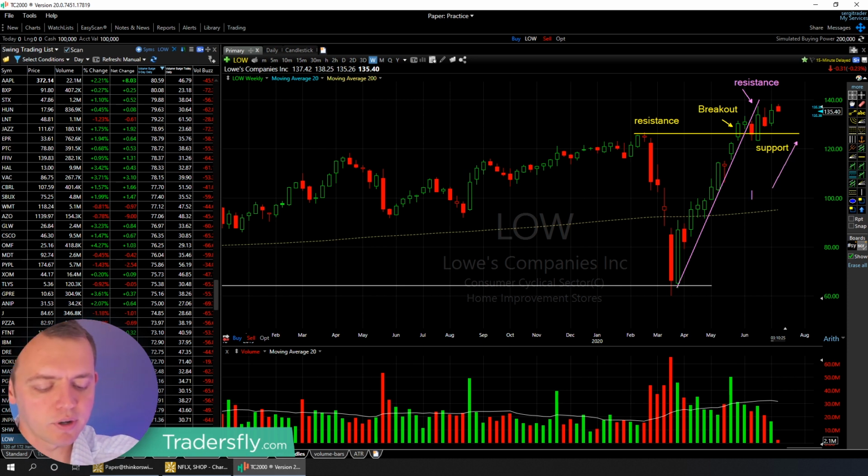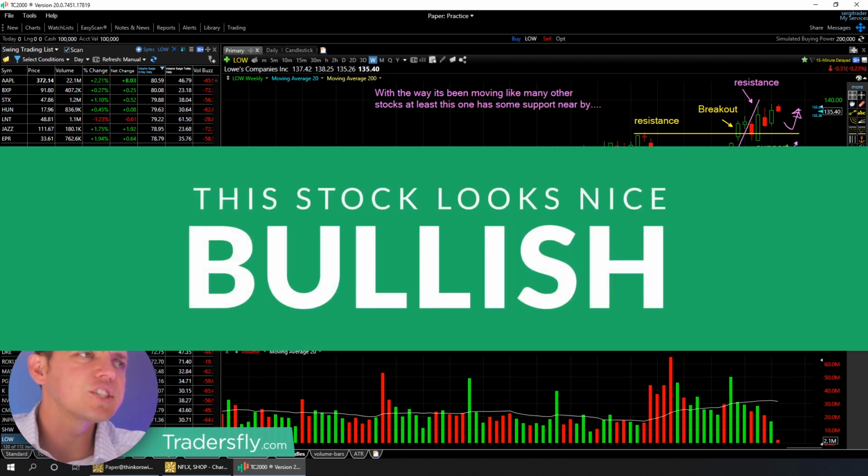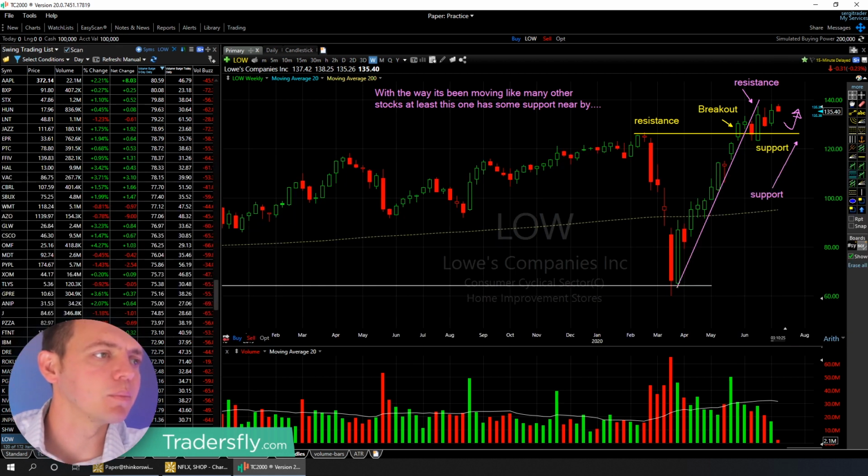But here could be your support level where it could be a good value. If it comes back here and bounces, even then, you know, it's just a little bit stretched. So just be cautious. But this stock's been performing very well. So with the way it's been moving, like many other stocks, at least this one has some support nearby. That's one of the good and healthy things for it. You know, I'm bullish on the stock. I just, again, anytime the stock is stretched, just be a little more careful.